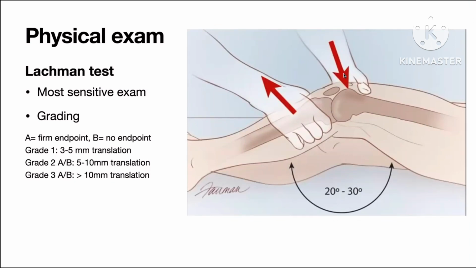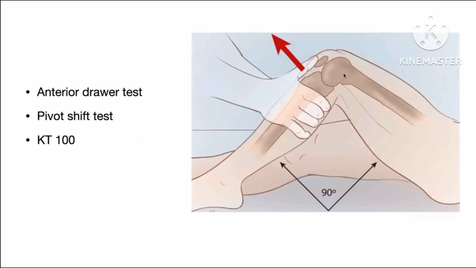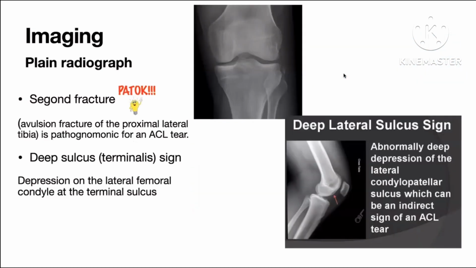And remember nga pala, the ACL deficient patient will present with a quadriceps avoidance gait. The ACL deficient knee will present with a quadriceps avoidance gait, meaning the patient when walking will not actively extend the knee. So anterior drawer, pivot shift, and KT-1000 are the other tests for ACL.